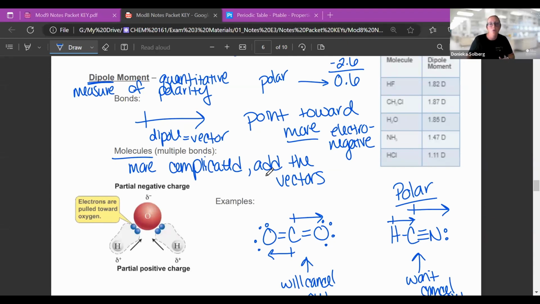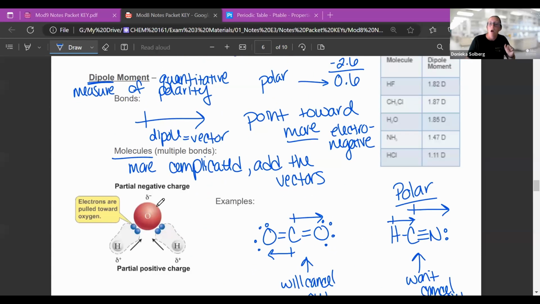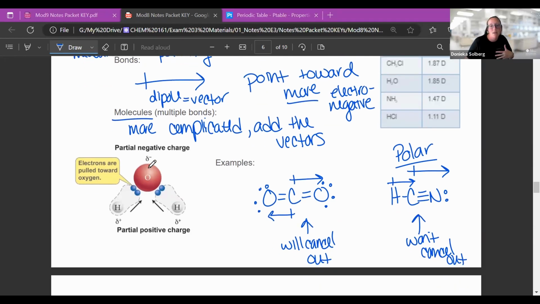So we know bonds are polar based on their electronegativity difference. We just talked about that, right? The electronegativity difference tells you if it's polar or not. But what makes a molecule polar? If it's got multiple bonds. For example, water, this is actually the shape of water. It's not linear. It looks like this. It's called bent. That's again in the next section.